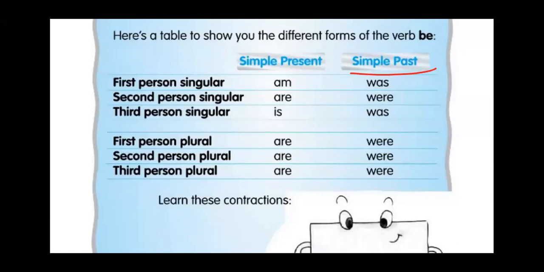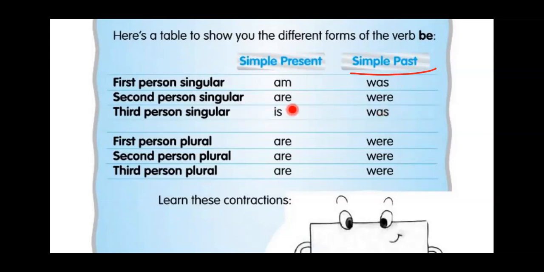So here the difference is mentioned. For first person singular simple present we will use am, like I am. And for simple past, I was. Yes, was will be used. I was, he was, like that we will say. Second person singular, are. You are. And for simple past we will use were. You were, like that.